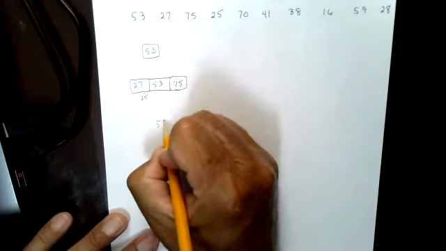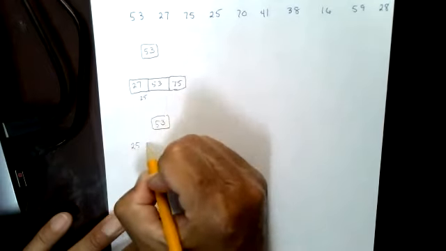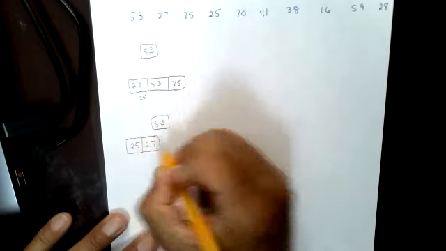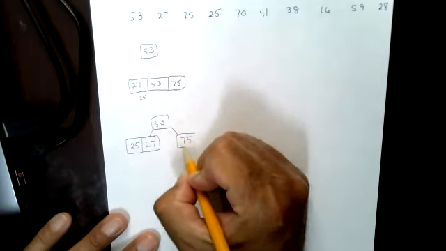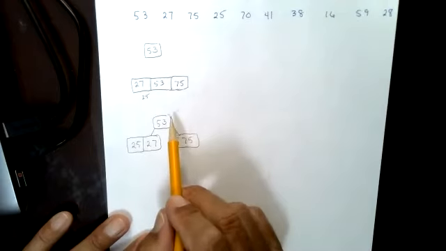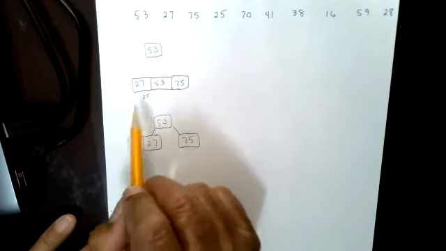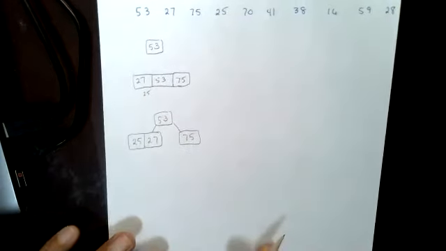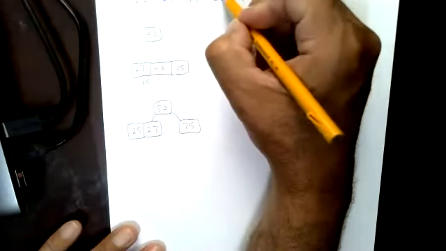So 53 is all by its lonesome. 25 and 27 and 75. The other day we were drawing these with blanks as well to show that when the 27 left and the 75 left, the 53 actually had to jump to the left. So I had 53, 27, 75, 25.